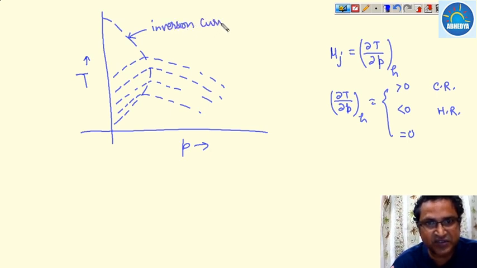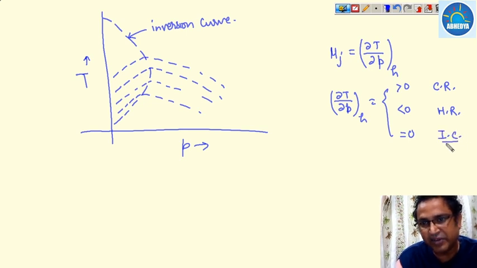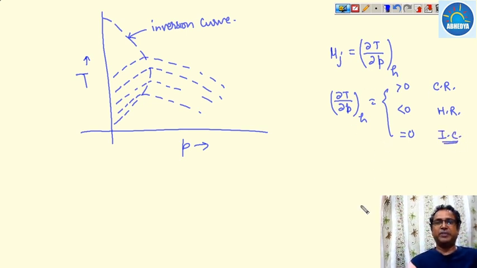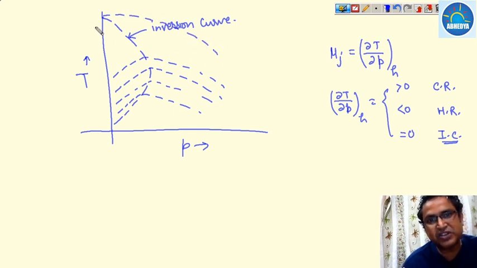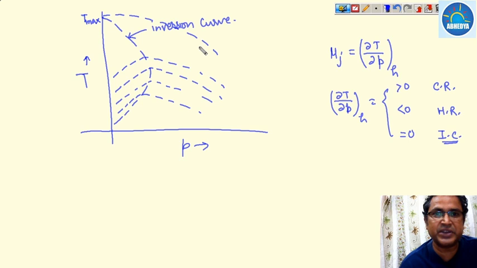Obviously this is your inversion curve, and the inversion curve IC will be obtained when del T over del P is equal to 0. And this is the maximum inversion temperature, T max. As you see, if the temperature of any substance is more than the maximum inversion temperature, then no cooling will take place.